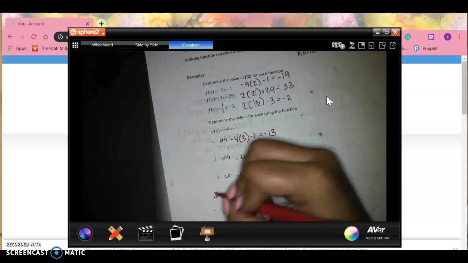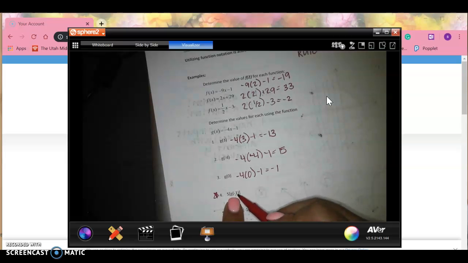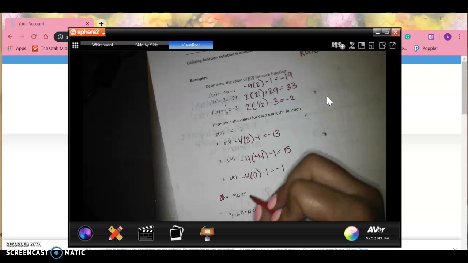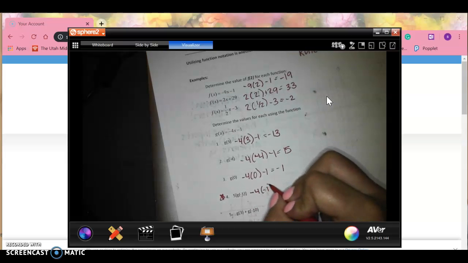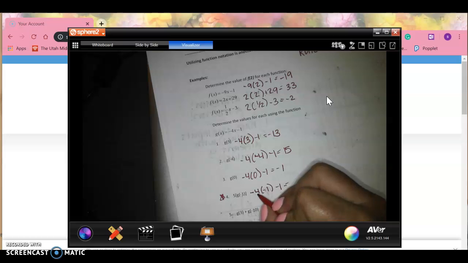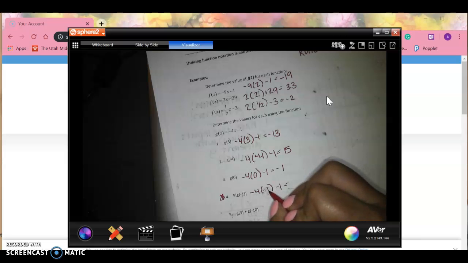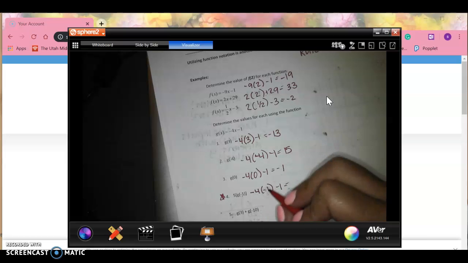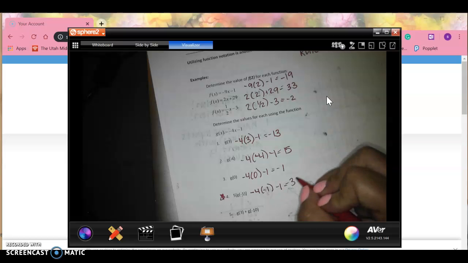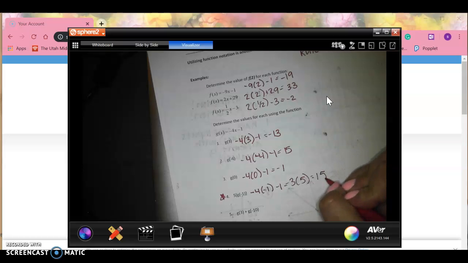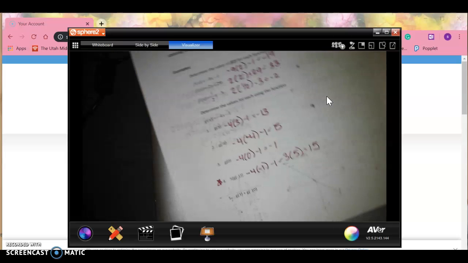This one's kind of tricky, okay? This is saying that we have to plug negative 1 in, but then multiply our answer by 5. So let's do that. We get negative 4 times negative 1 minus 1, negative 4 times negative 1. Well, that's going to give me 4. 4 minus 1 is 3. 3 times 5, well, 15. Go ahead and try this one.